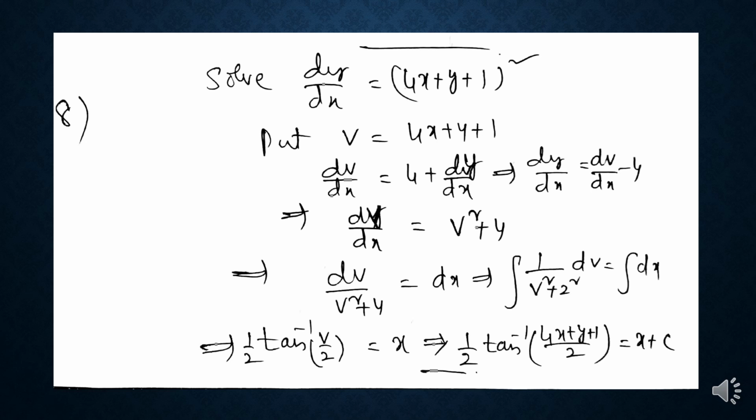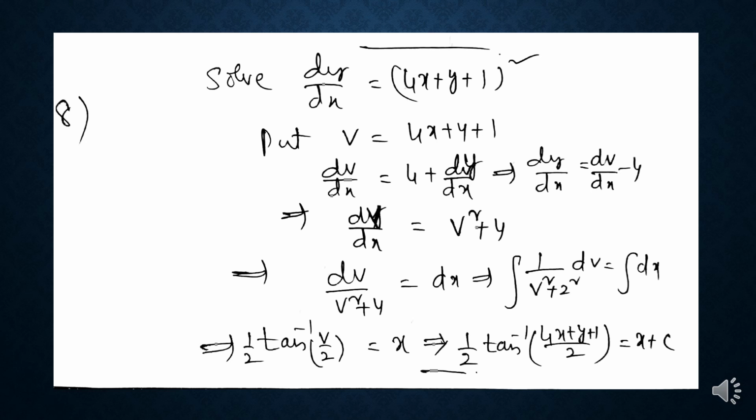So the next method is exact differential equations. If the given differential equation is in the form of m dx plus n dy is equal to 0, where m and n are functions of x or y or constants, we can say that it is an exact differential equation if dou m by dou y is equal to dou n by dou x.